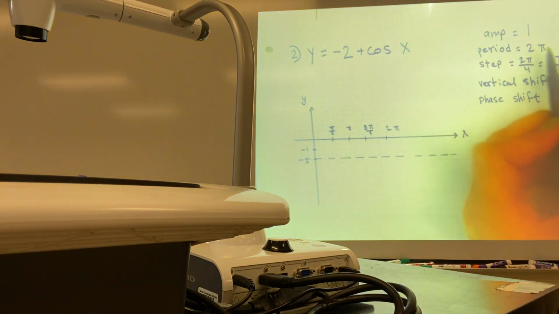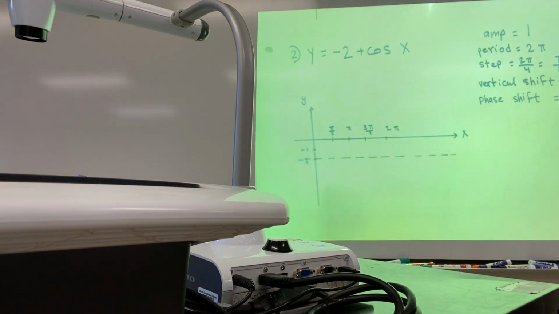Since the amplitude is 1, my graph will be, we said it's shifted 2 units down. So if we go 1 unit up, that will be -1. And if we go 1 more unit down, that is -3. So the graph will be between -1 and -3.